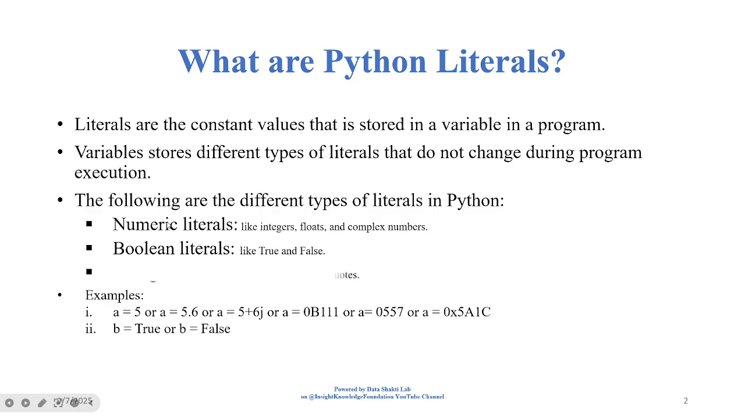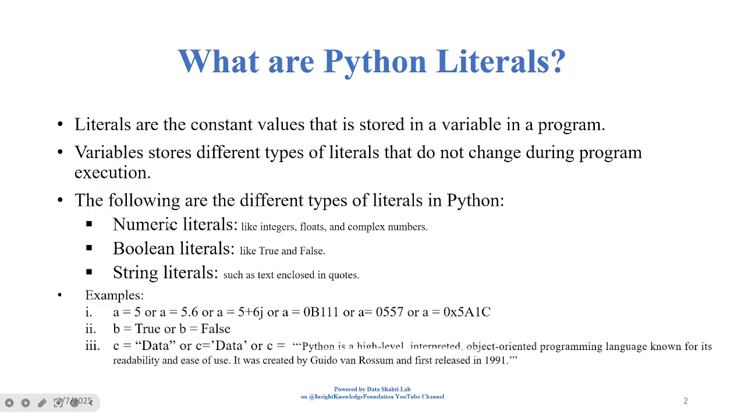The third type is string literals. It represents text enclosed in quotes. In example 3, we can see that the text data are enclosed within single quotes or double quotes and stored in a variable C. We can also store a paragraph in variable C by using triple single quotes or triple double quotes.